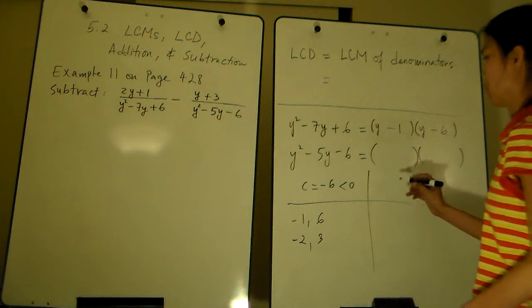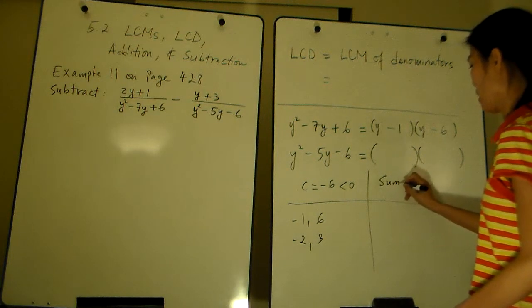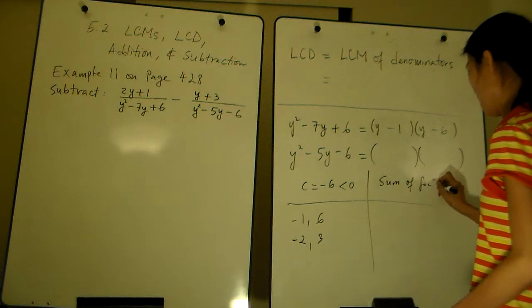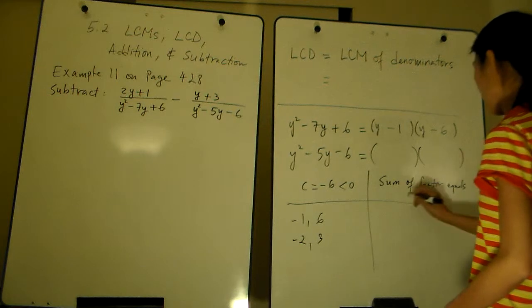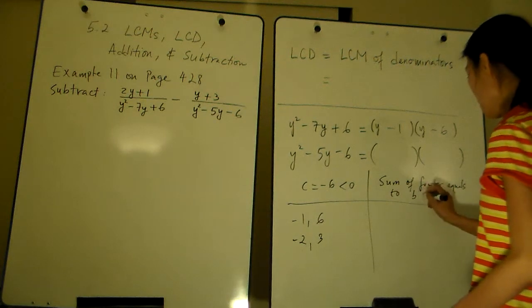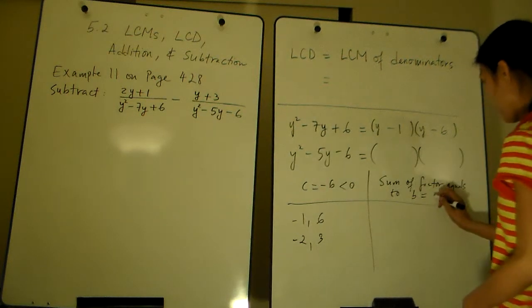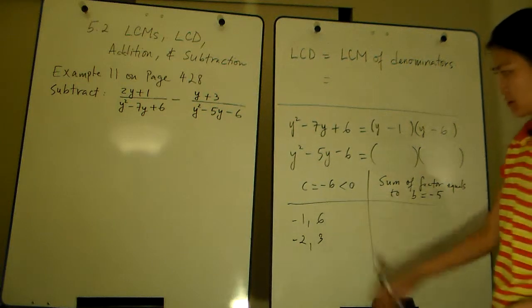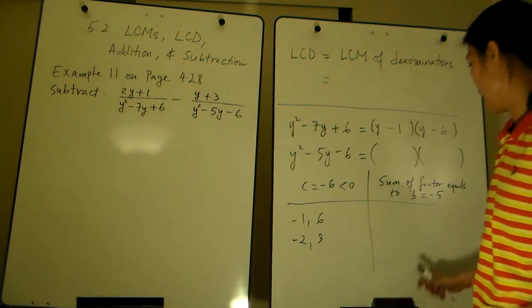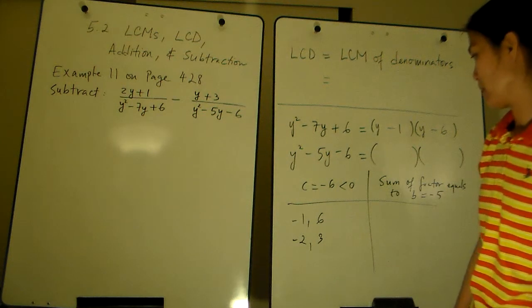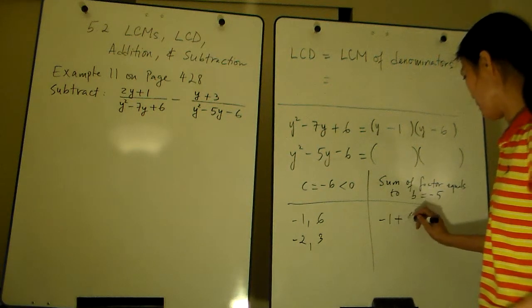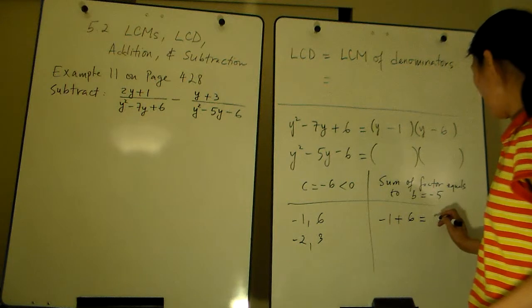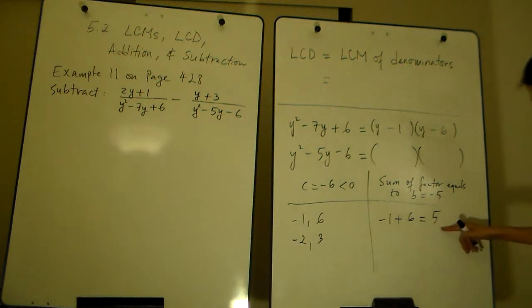And you're trying to find the sum of factors equal to b, which is equal to negative 5 right here. So which pair is that? When you sum up, you would get b equal negative 5. Let's try this one. Negative 1 plus 6 is positive 5. Wait, we're close. We got positive, this is negative.